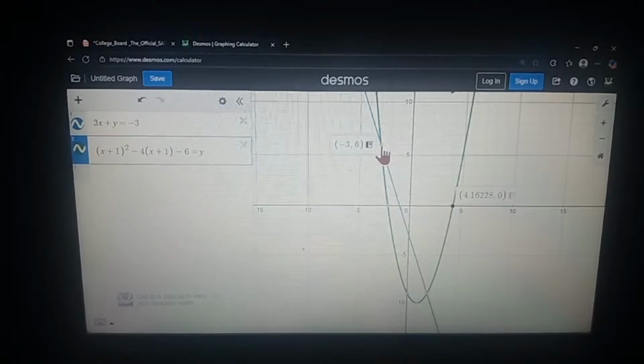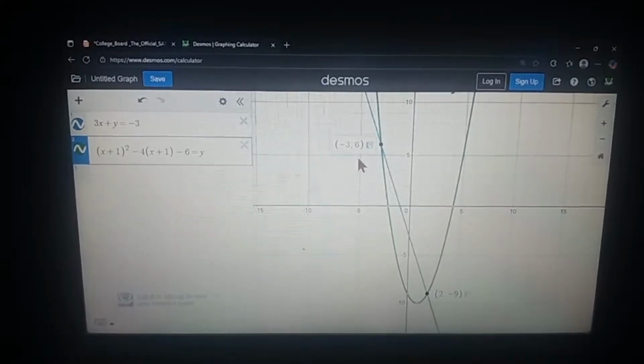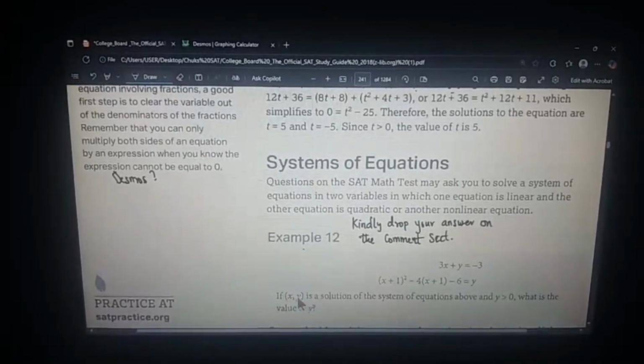So that's this point and this point. Not these ones, these ones are not part of it. So we're looking at this curve, this point, and this point. That's the solution to this problem. So let's quickly go back to the chart and see what we have. Now it says if x comma y is a solution of the system of equations above and y is positive, take note again, they need you to find the positive value of y. What is the possible value of y? But y has to be positive.